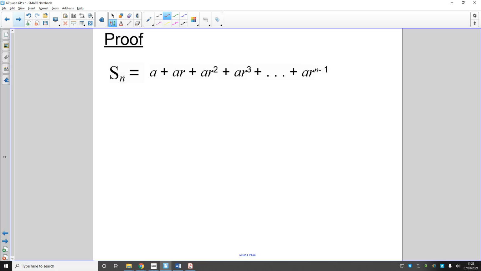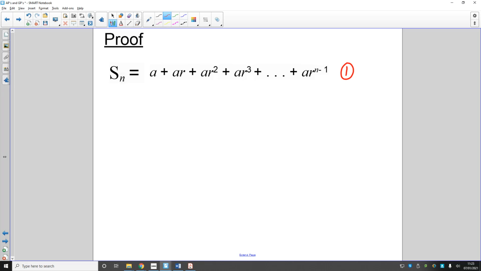And first of all, we're going to try and show the proof of this geometric series. It's something that's commonly asked for in the exam. So we set it up like this. The sum of n terms is equal to a plus the second term ar, etc., all the way up to the nth term. And we're going to call this equation 1.